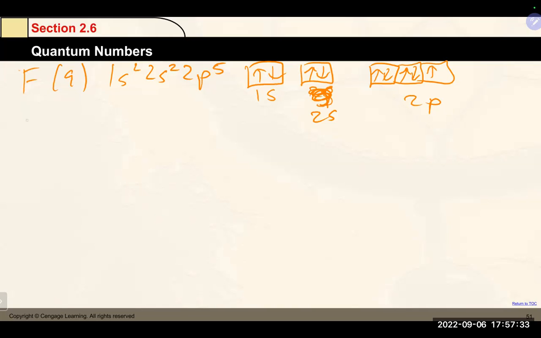And lastly, our neon here will be 10. So we obviously have 1 more spot for an electron here. And we would go 1s2, 2s2, 2p6 in this case.